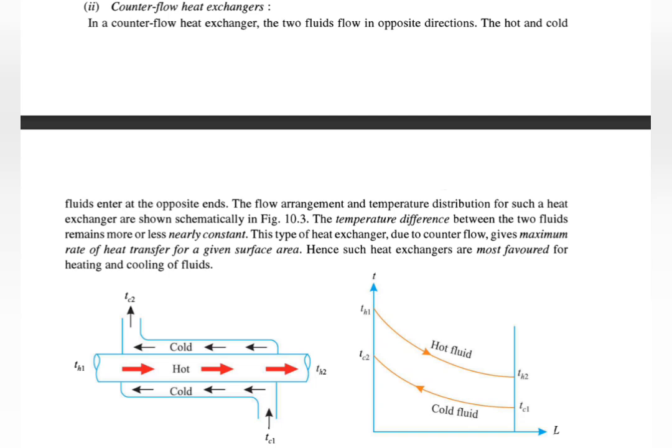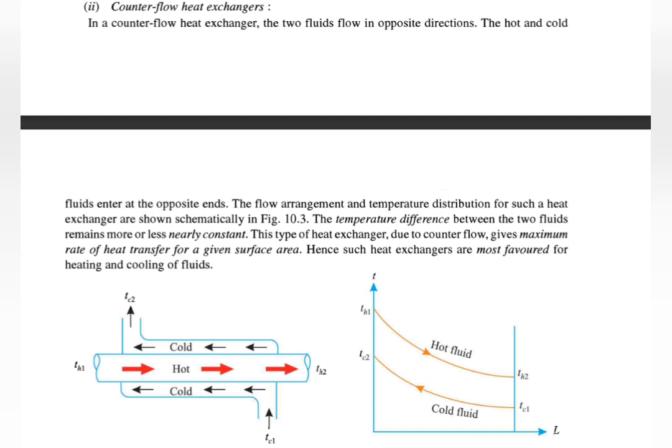In the case of a counter flow heat exchanger, the two fluids flow in opposite directions. Look at the figure. The hot fluid and cold fluid enter from opposite directions. The inlet of the cold fluid will be the outlet of the hot fluid. That's how it is arranged in a counter flow heat exchanger. The temperature difference between the two fluids remains more or less nearly constant in a counter flow heat exchanger.